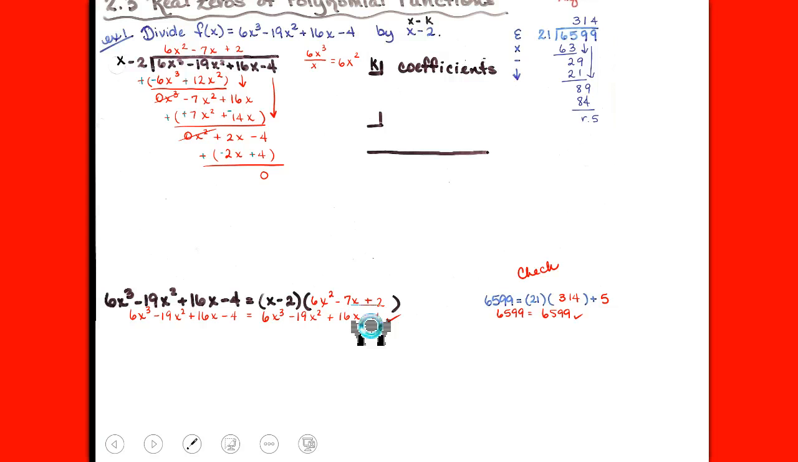So that is our polynomial long division. But that's kind of a lengthy process. Like, it'd be really nice if there was a faster, easier way to do that. And in some cases there is. Not in all cases, but in some cases there is. In the case when I am dividing by something that is in the form of x minus k, I can use something called synthetic division.